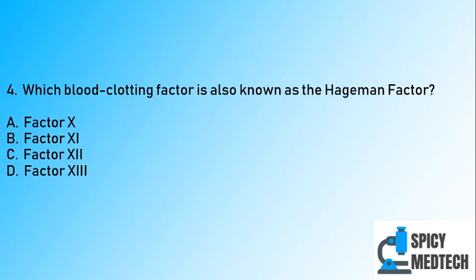Number 4. Which blood clotting factor is also known as the Hageman factor? A. Factor 10, B. Factor 11, C. Factor 12, or D. Factor 13. The answer for number 4 is letter C, factor 12.